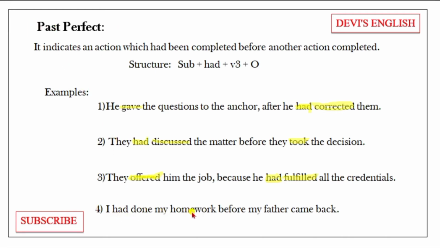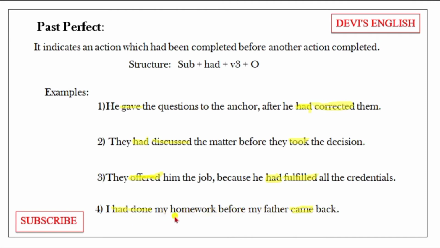I had done my homework before my father came back. My father came back here indicating past action. Had done here indicates an earlier past action. That means I had done my homework before my father came back. Before that only, I had done my homework.